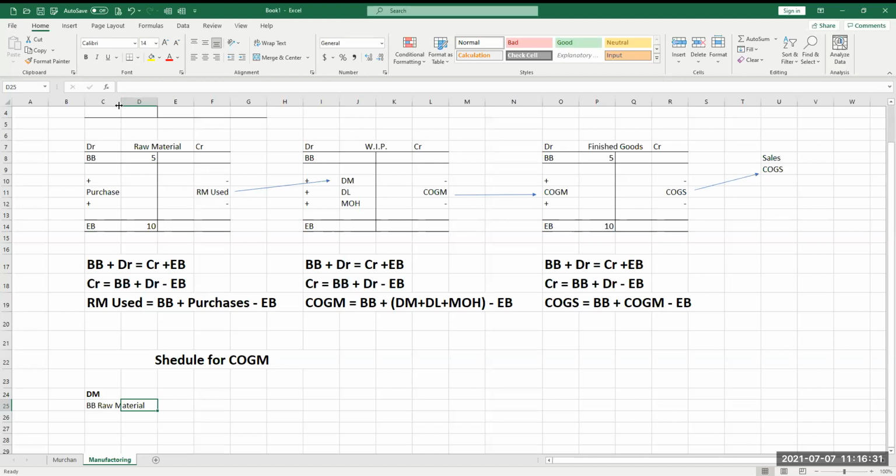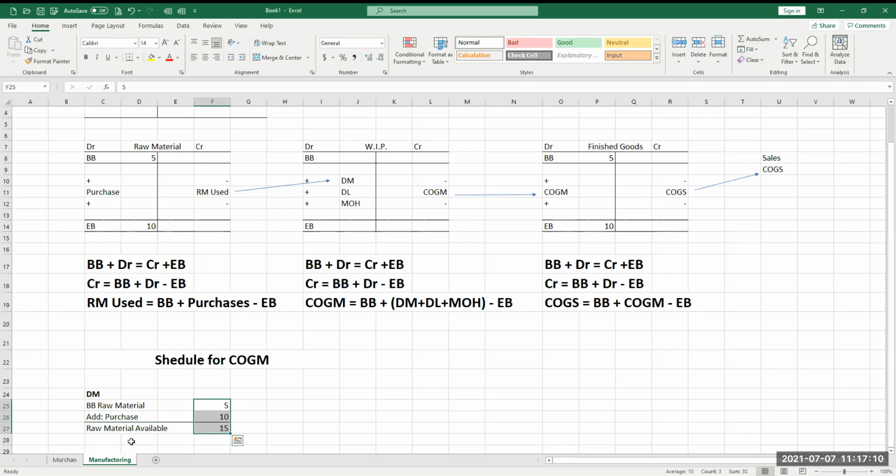And for that beginning balance, let's go with an actual number: 5. Then we're going to add purchases, because we're going to purchase raw material, direct material. How much do we purchase? Give me a number for the purchases quickly. 10. And then we have raw materials available, which will be the calculation between those two.